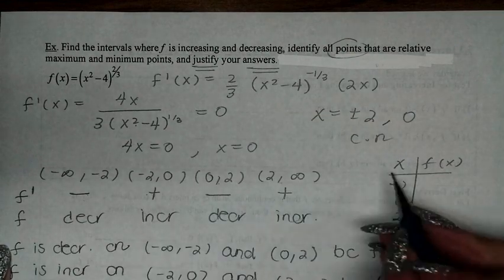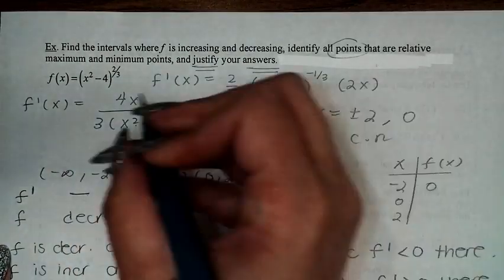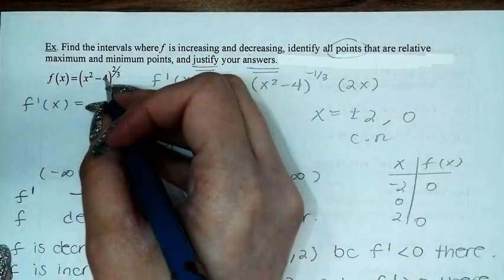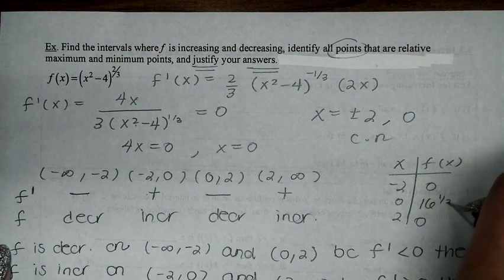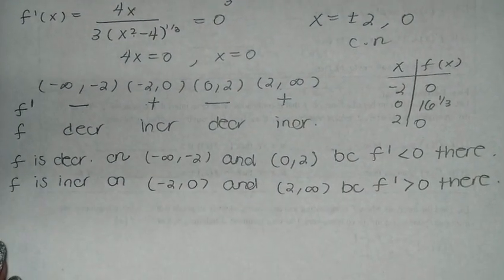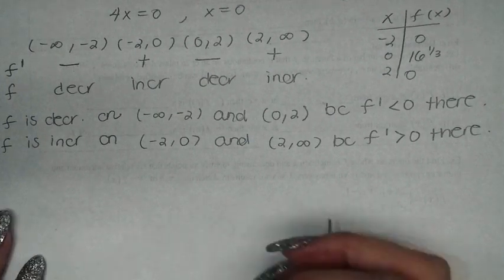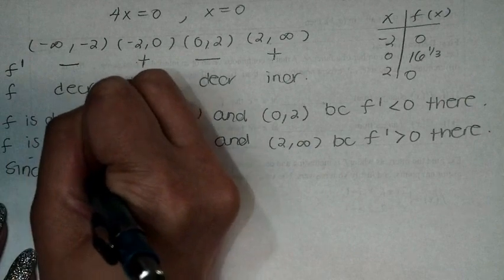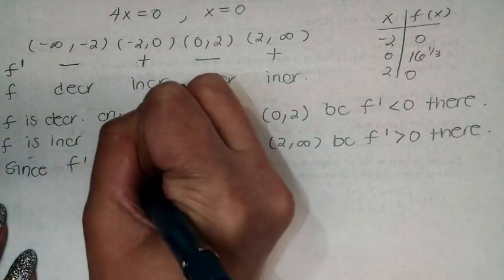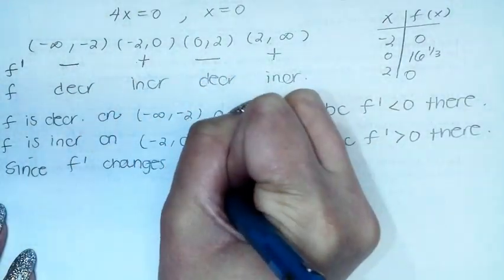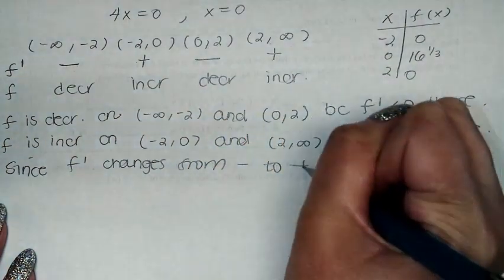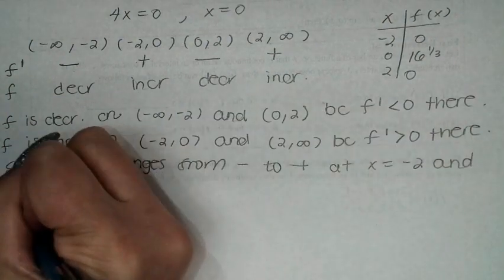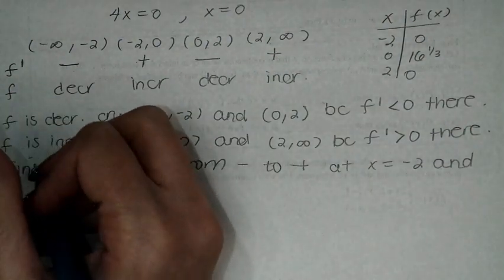So plug in negative 2 here, and you have that that's a 0. The 2 also is going to be a 0, so that's nice. And then if you plug in the 0, that's going to be 16 to the power of 1/3. I would leave it like that, something positive. Okay, so those are the points. So let's conclude. Since f prime changes from negative to positive at x equals negative 2 and x equals 2, what can you say?